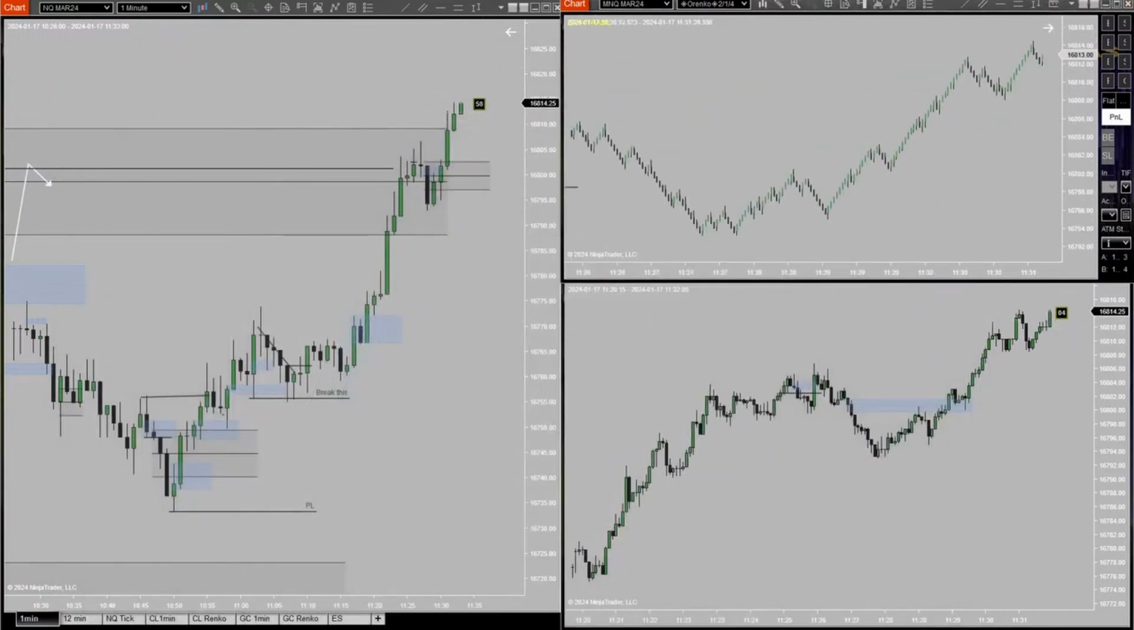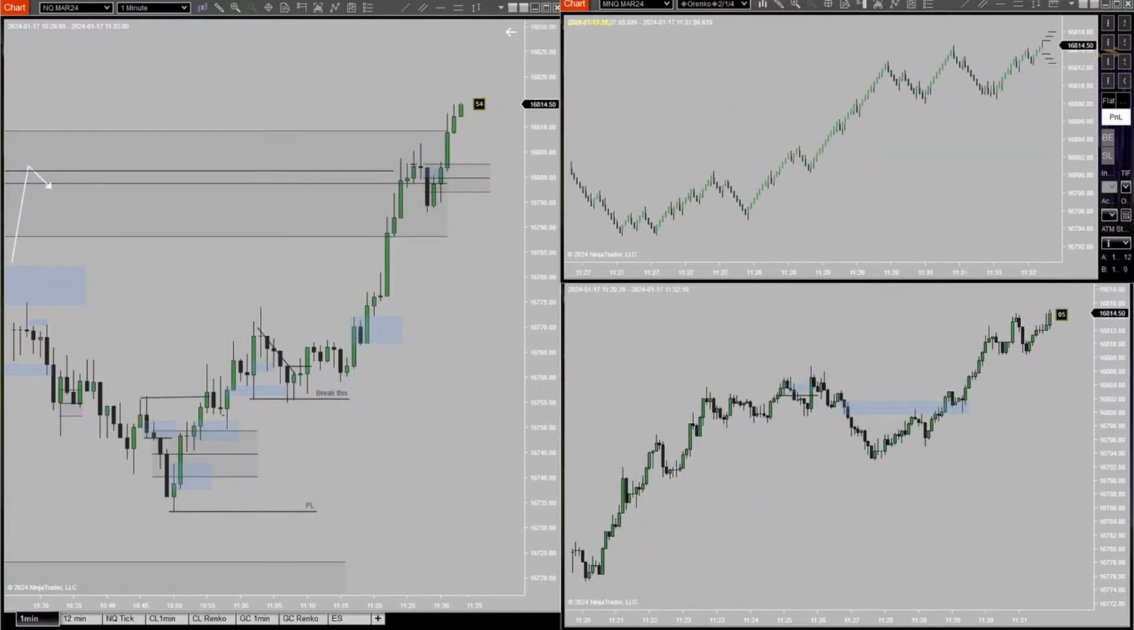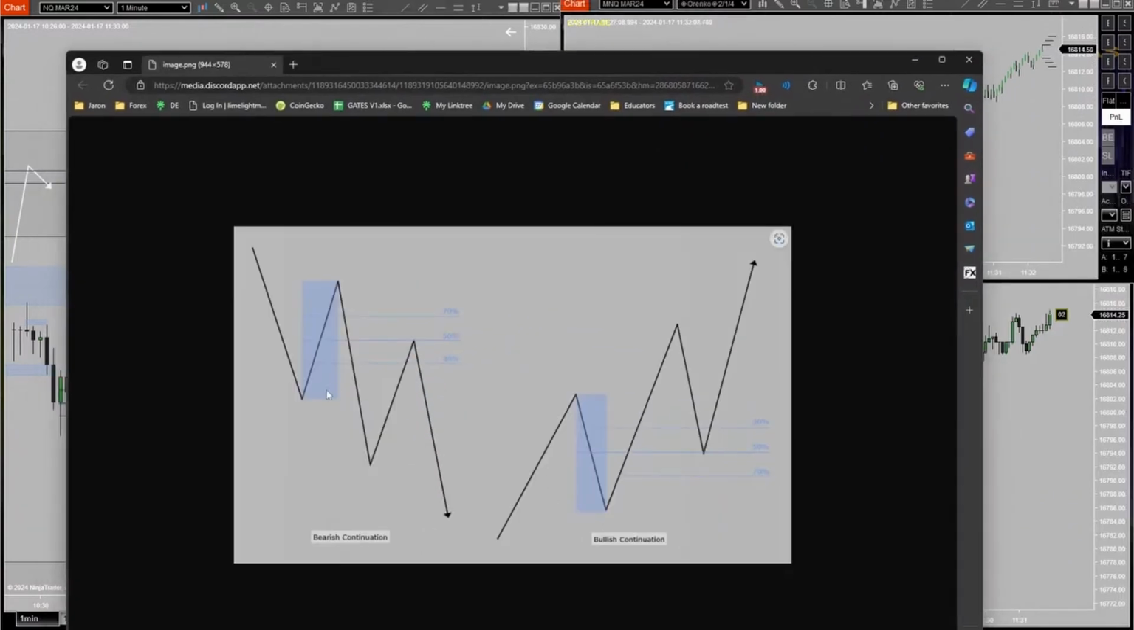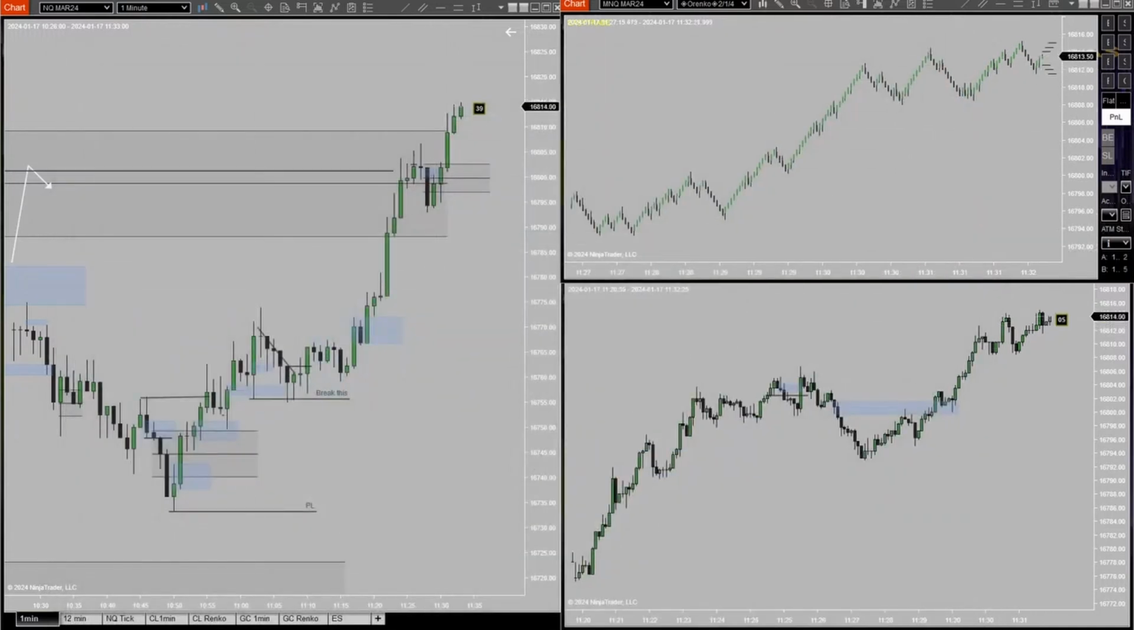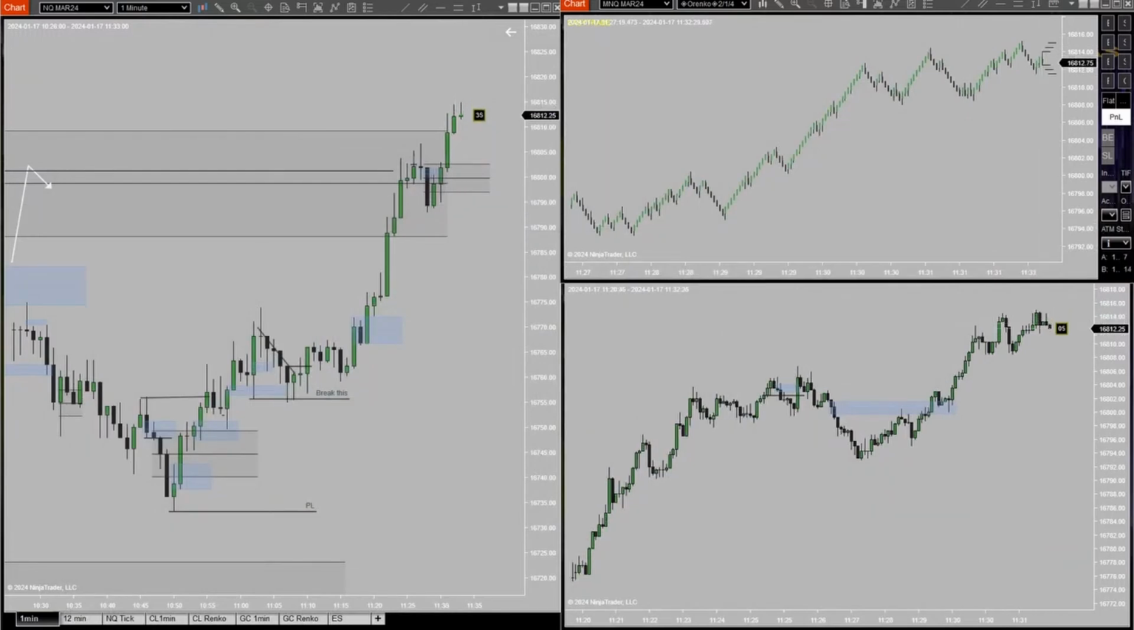You've got your continuation. So continuation is just you have a simple valid pullback, valid break of structure, and then it's a zone you could look to continue down. Bullish continuation, same thing. And then the third thing is like a pullback.